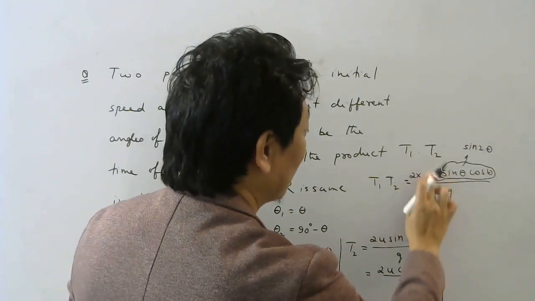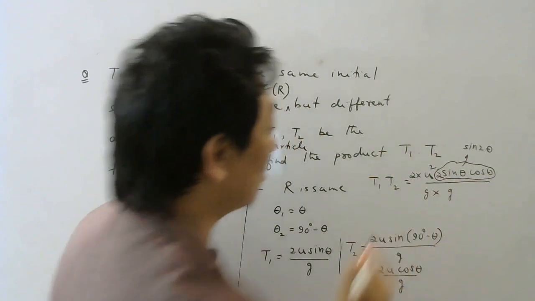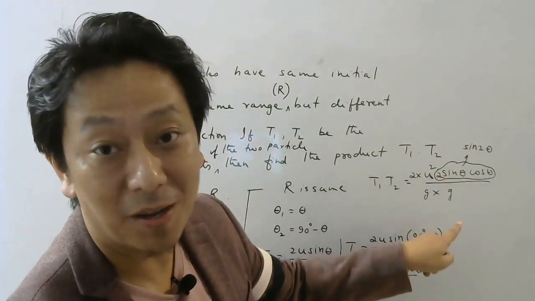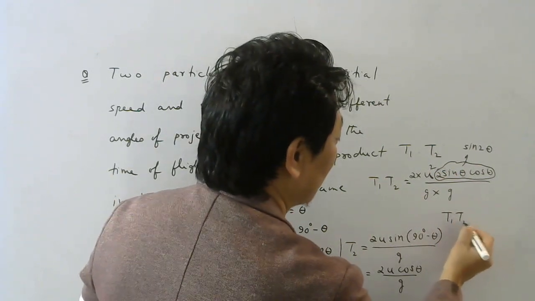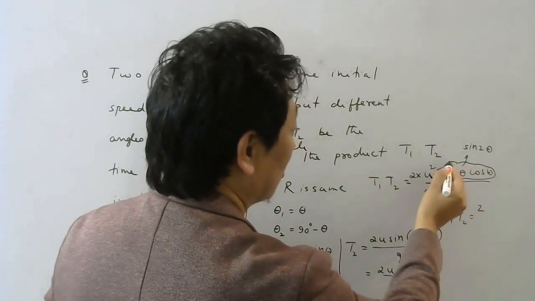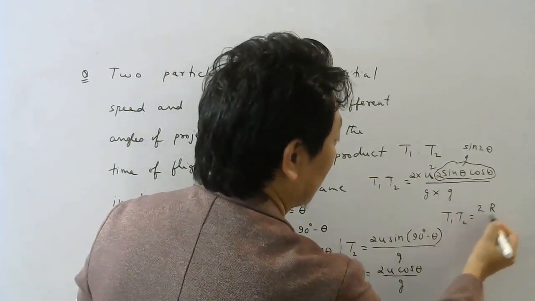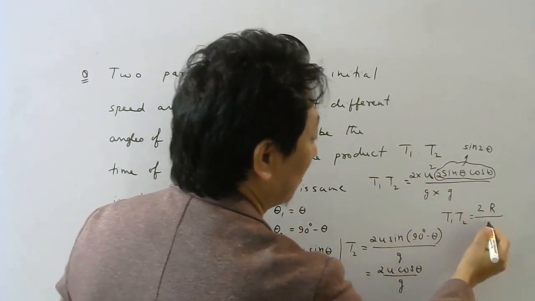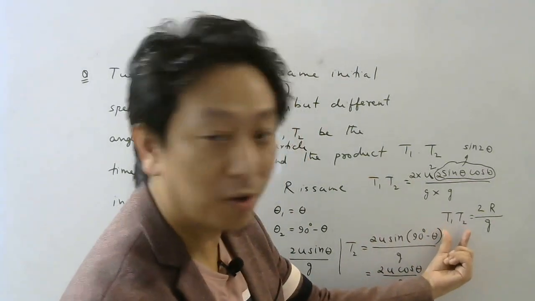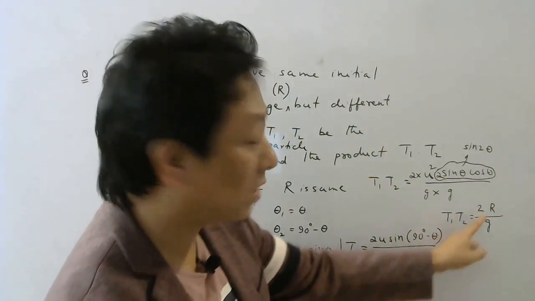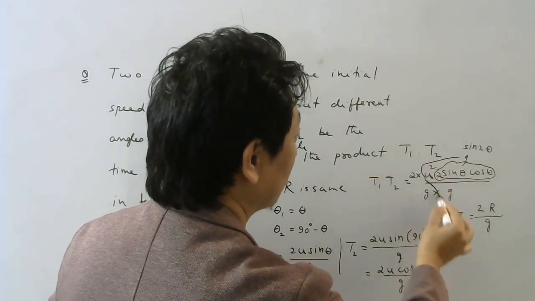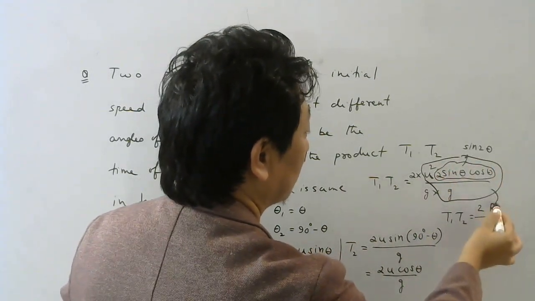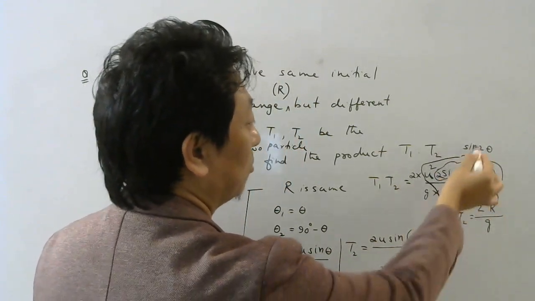This is u square, right? U square sine 2 theta divided by g. That is nothing but range. So T1 T2 is nothing but 2 times this whole thing, R divided by g. One extra g will be there. So when you take the product of the time of flights, you get 2 times range divided by g, because this whole thing is range, right? This is range, u square sine 2 theta divided by g. Okay, see the next question.